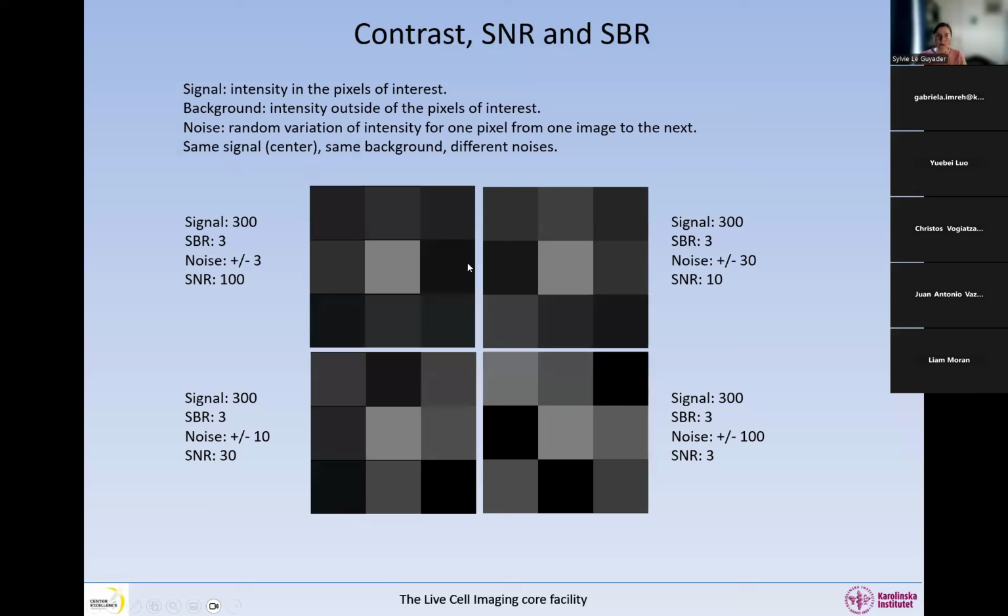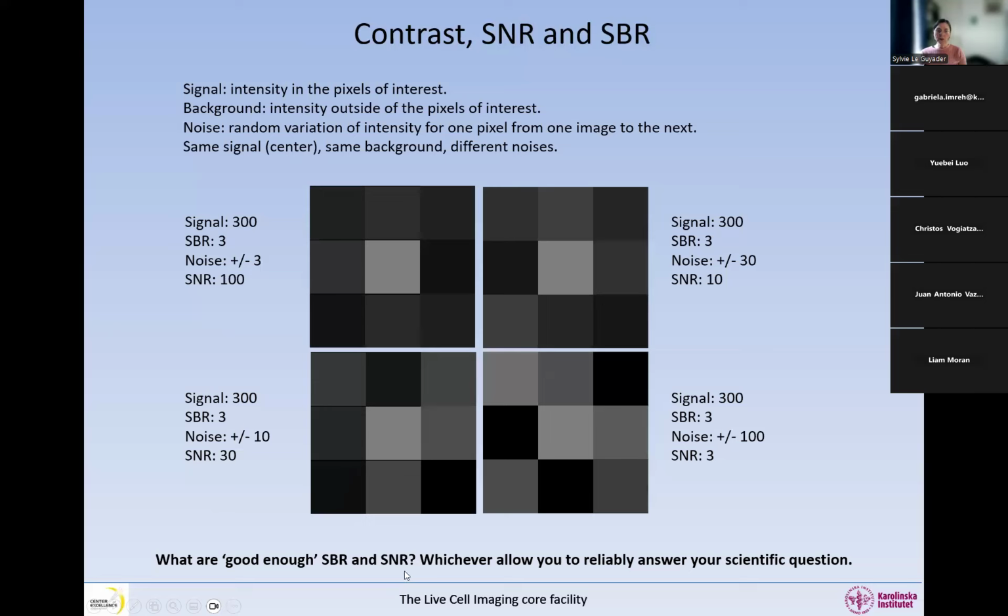At the center, we have the same signal of 300 everywhere, and then we have some background, but we have different noise. So the background is not going to change in here, but the noise is going to change. And what you can see is that as the signal to noise ratio decreases, it starts here at 100 and it becomes pretty bad with high noise. So it's very difficult for us to identify where this signal is. Whereas in here, with a high signal to noise ratio, we could easily identify the signal.